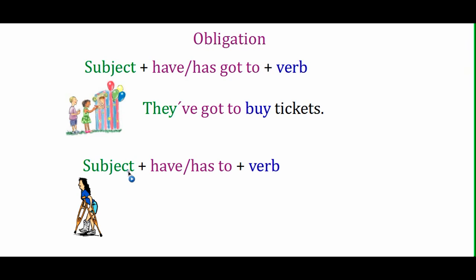And the other one, subject, have or has to, verb. In this image we have someone using crutches. It looks like they have a broken foot or a broken leg. She has to use crutches.